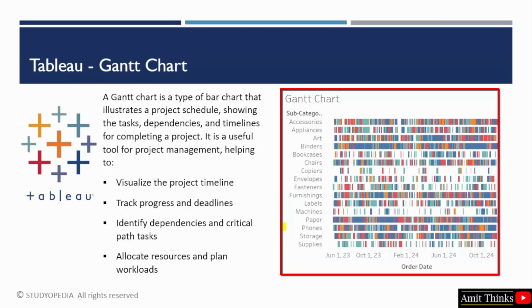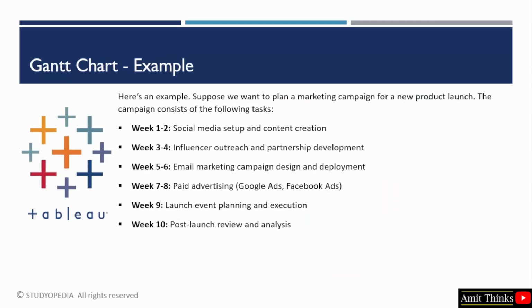The length of the bar represents the duration or quantity of the order. So here, the Gantt chart in the image is visualizing order date over time. Let us see another example. Let's say you want to plan a marketing campaign for a product launch. It will include the following tasks week-wise, let's say for 10 weeks.